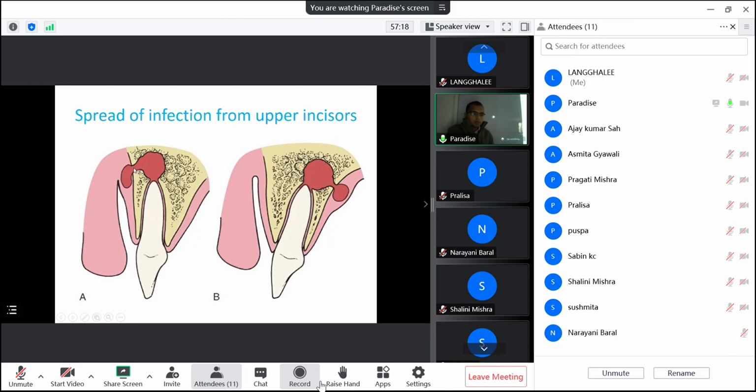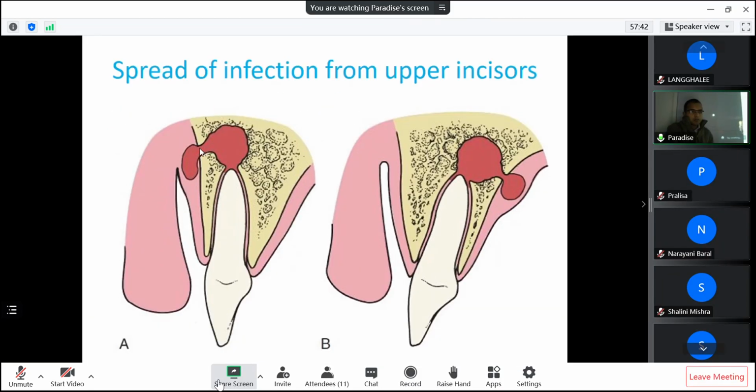So the infection can easily perforate the buccal cortical plate. It will lead to vestibular space infection because the angulation of the tooth is such that very little bone is present on the buccal surface as compared to the palatal surface. The infection will perforate the buccal cortical plate and drain all the pus into the vestibular region, leading to a vestibular abscess.